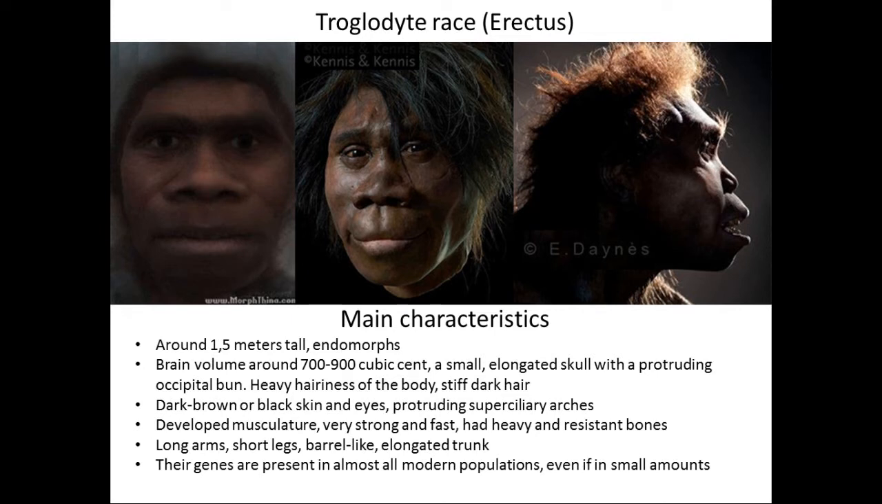They stood around 1.5 meters tall, endomorphs. Brain volume around 700 to 900 cubic centimeters, a small, elongated skull with a protruding occipital bone, dark brown or black skin and eyes, protruding superciliary arches, heavy hairiness of the body, stiff dark hair, developed musculature, very strong and fast, with heavy and resistant bones, long arms, short legs, and a barrel-like elongated trunk. Their genes are present in almost all modern populations, even if in small amounts.